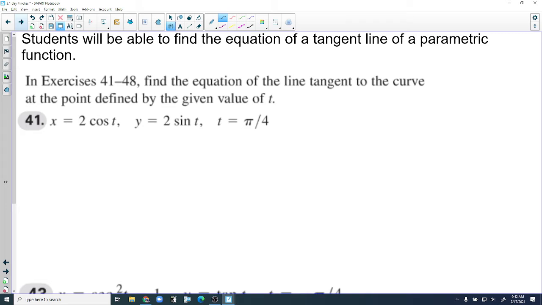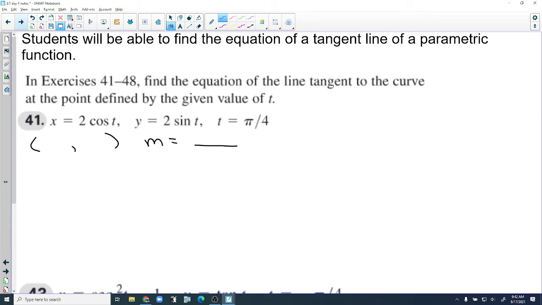Students will be able to find the equation of a tangent line of a parametric function. Old question, new derivative. So find the equation of a line tangent to the curve at the point defined by the given value of t. We need a point, and we need a slope if we're going to find the equation of a tangent line.